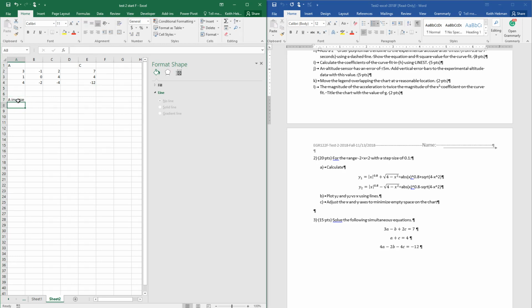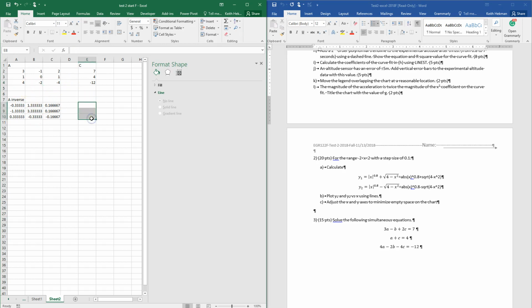And then you have A inverse. And so again, matrix operations, you need to decide. So this is now MINVERSE of your A. And then Control Shift Enter. What's wrong? 3, -1, 2, 1, 0. So this is 1. There we go. 4, -2, 1.